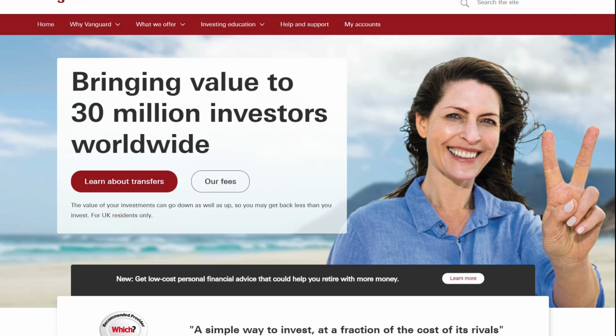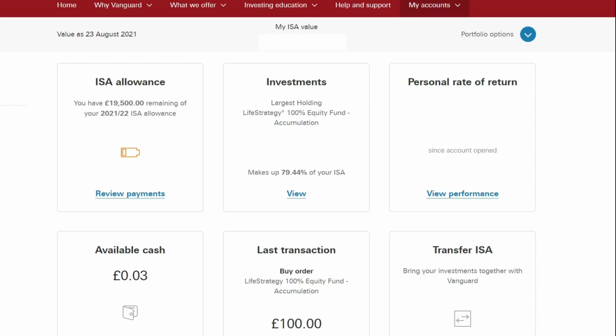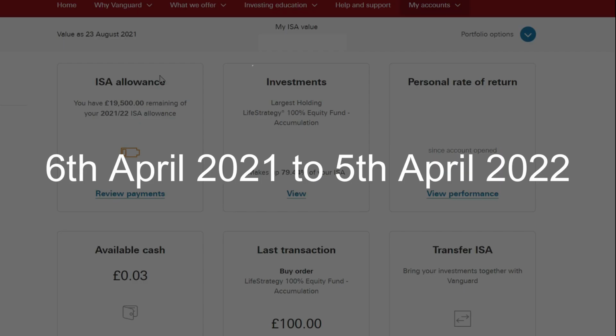Okay, so first I'm just going to log into Vanguard. So as always, this is just the dashboard, so you can see your ISA value there, and you can see how much of your ISA allowance you've used in a year. The ISA allowance in a year, from April 6th 2021 to April 5th 2022, is £20,000 per year. So that just means that you can invest that much into an ISA and not be taxed on that amount.